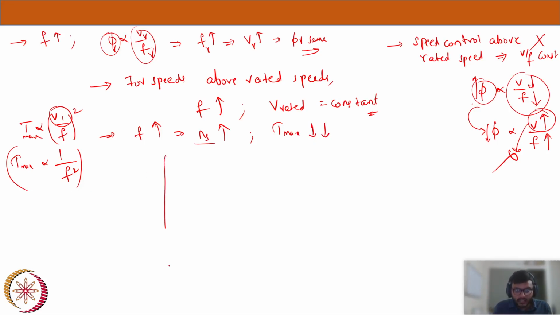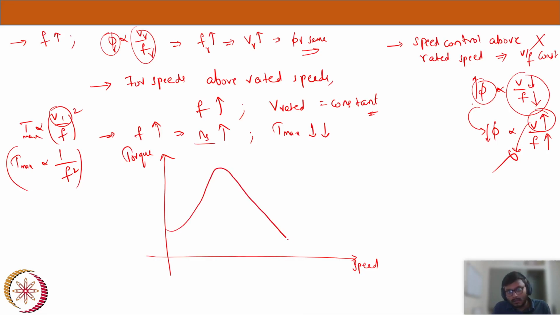So with that relation, if we want to draw my speed torque curve, speed on the x-axis, torque on the y-axis, let's say my torque speed curve is like this, and this is my maximum torque initially. Now this is for rated voltage, rated frequency. Now, second.